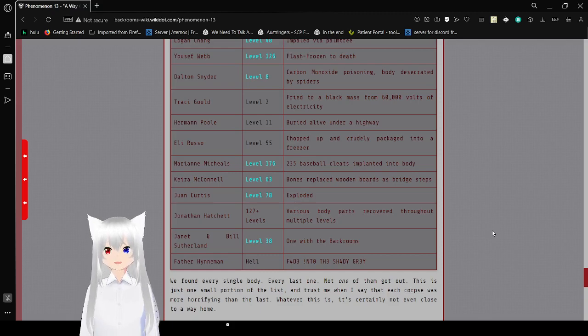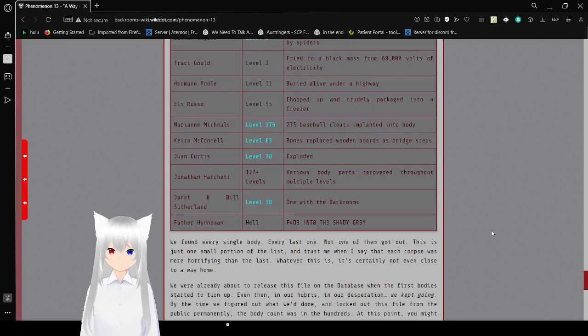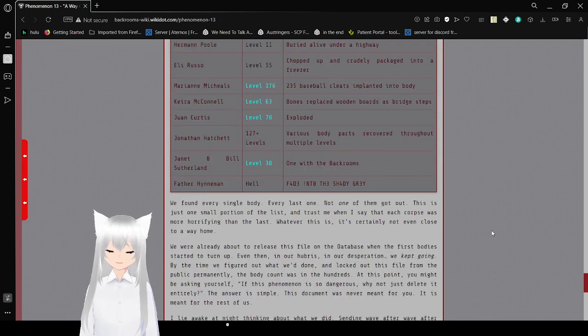Right. Kyra McConnell, level 63, belted plate ace wooden boards as bridge steps. Juan Curtis, level 78, exploded. Jonathan Hatchett, 127 plus levels. Various body parts recovered throughout multiple levels. Janet and Bill Sutherland, level 38, one with the Backrooms. Father Hinneman, hell, faded it into the shady gray.